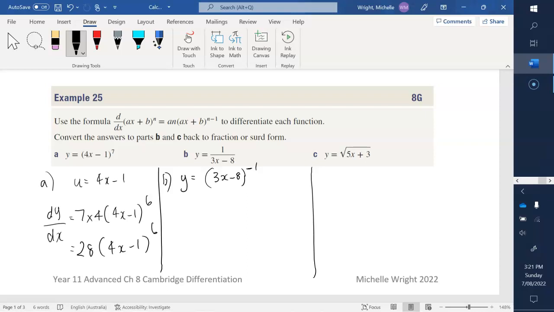So let's use this rule up here again. To find my dy dx, again, you could use the chain rule and let u equal 3x minus 8, and sometimes we'll have to. But in this case, I'm going to get my number from the top and bring it down the front. It's minus 1. I'm going to differentiate what's in that bracket, which is 3. I'm then going to put my bracket back in, and I'm going to take 1 off the power. Minus 1 minus another 1 is minus 2.